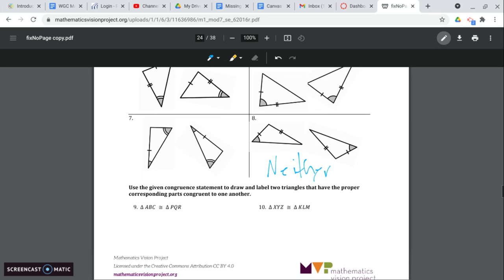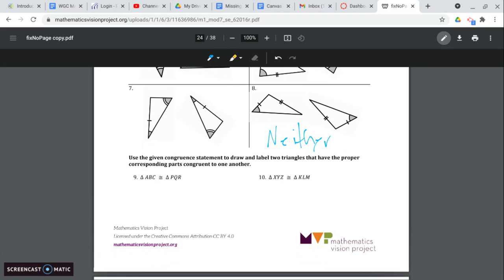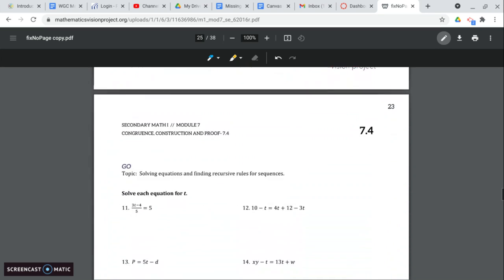The next section: using the given congruent statements, draw and label 2 right triangles that have the proper corresponding parts congruent to each other. Drawing a right triangle, we have X, Y, Z. Drawing another triangle, we have K, L, M. You want to make sure that they're in the same order and your middle value has your right angle.